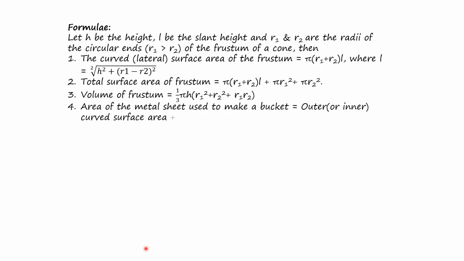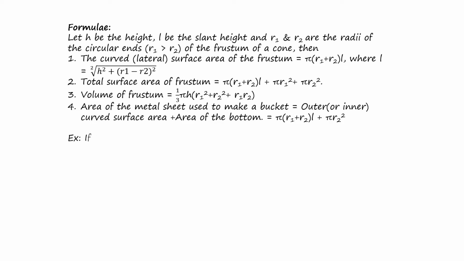And the area of the metal sheet used to make a bucket. Why bucket? Because a bucket is nothing but a form of a frustum. It is the outer or inner curved surface area. If it is hollow, then we take only the inner surface area plus the area of the bottom. So it is pi (R1 plus R2) into L plus pi R2 square. Here, this pi R square may be for any one of R1 or R2, the area of any one of the circles.